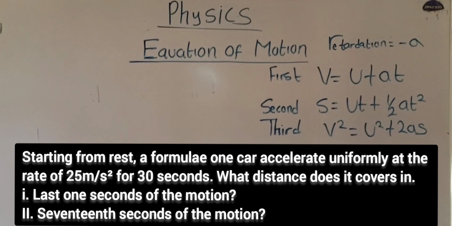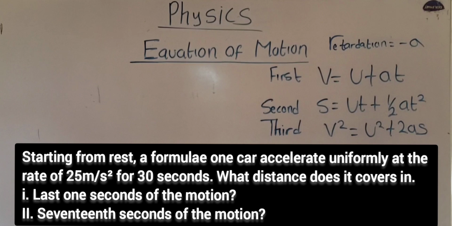Starting from rest, a Formula One car accelerates uniformly at 25 meters per second squared for 30 seconds. What distance does it cover in the (i) last 1 second, (ii) 17th second of the motion? Okay, now I want you to pay attention, okay?